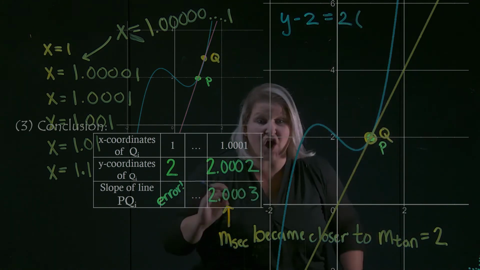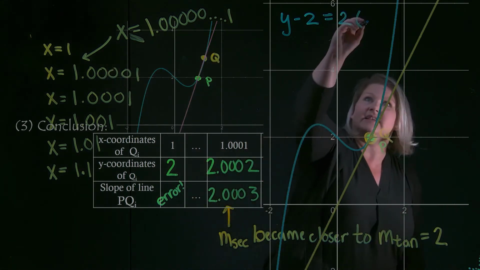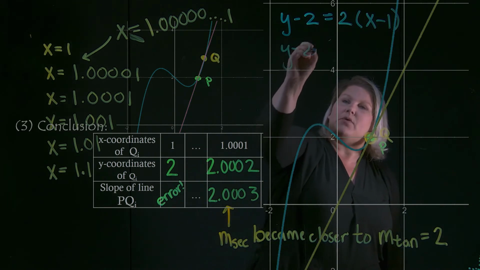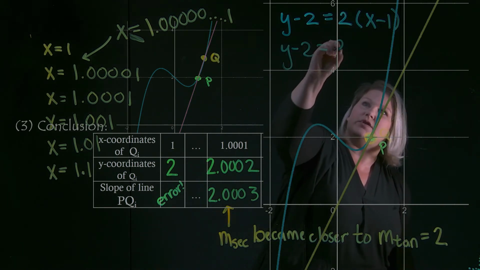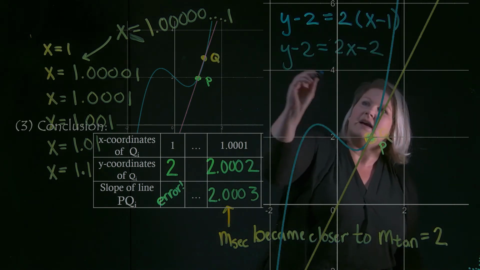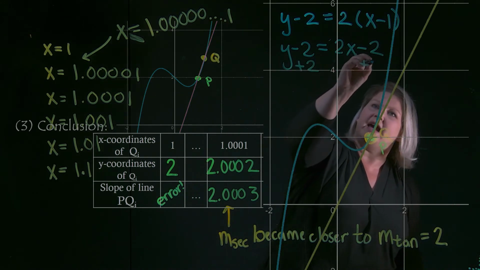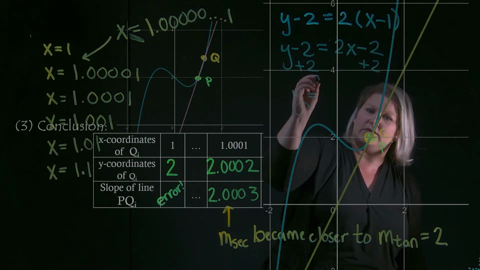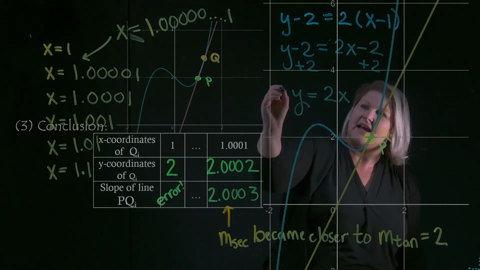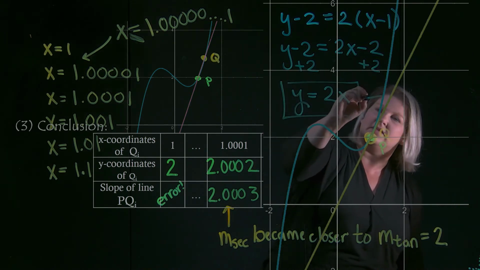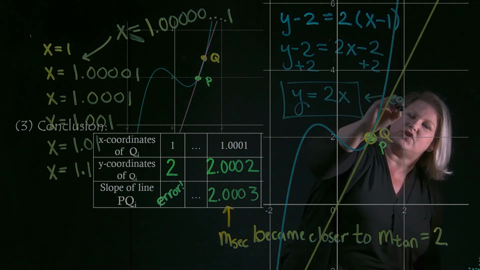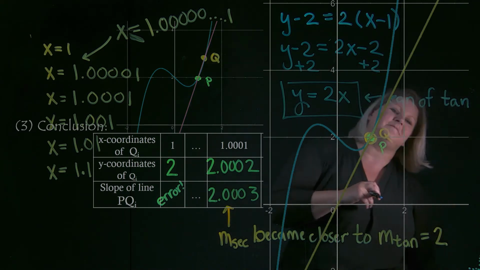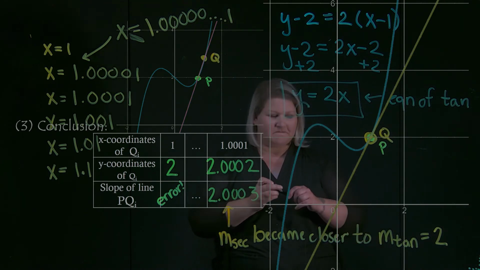That doesn't happen all the time. That's just a coincidence. And then our x-coordinate was 1. Then what I'm going to do is I'm going to distribute the 2, and then I am going to add 2 to both sides, and I get y equals 2x. And that is the equation of my tangent line. Okay?